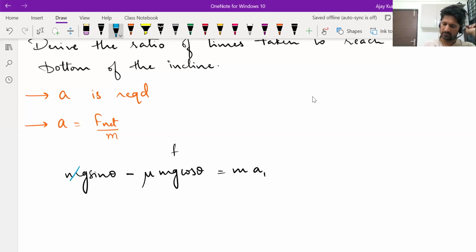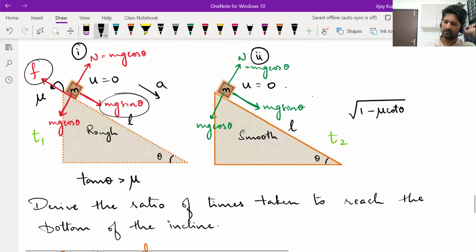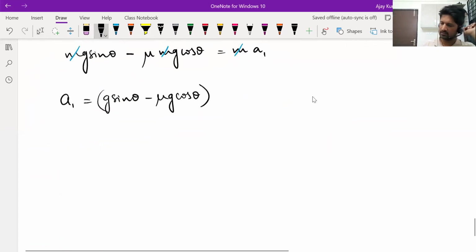And that is why I said mass gets cancelled, mass is not needed. So the acceleration of the block in the first case is g sin theta, which comes from gravity, minus mu g cos theta, which is due to friction. So that's the net acceleration of the block in the first case. Second case, it's obvious. The net force is mg sin theta, so the acceleration becomes g sin theta simply. Okay, we got the accelerations.